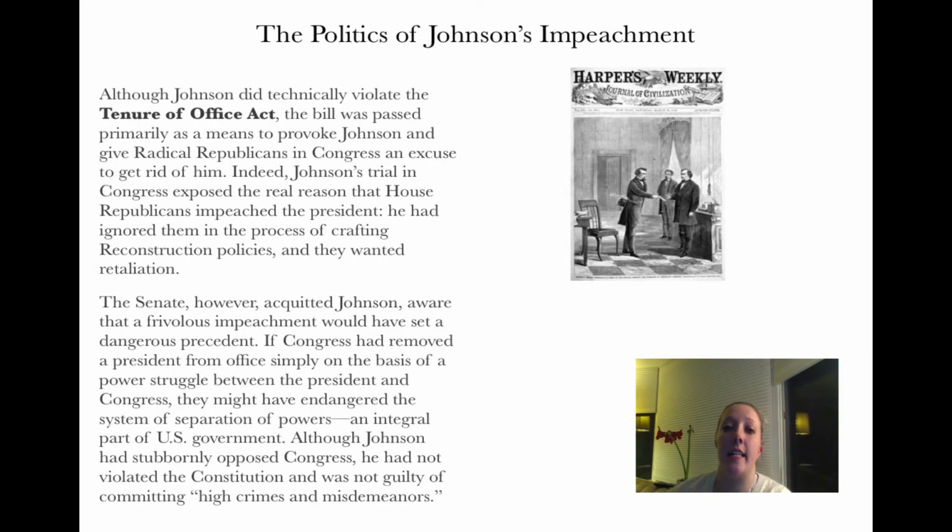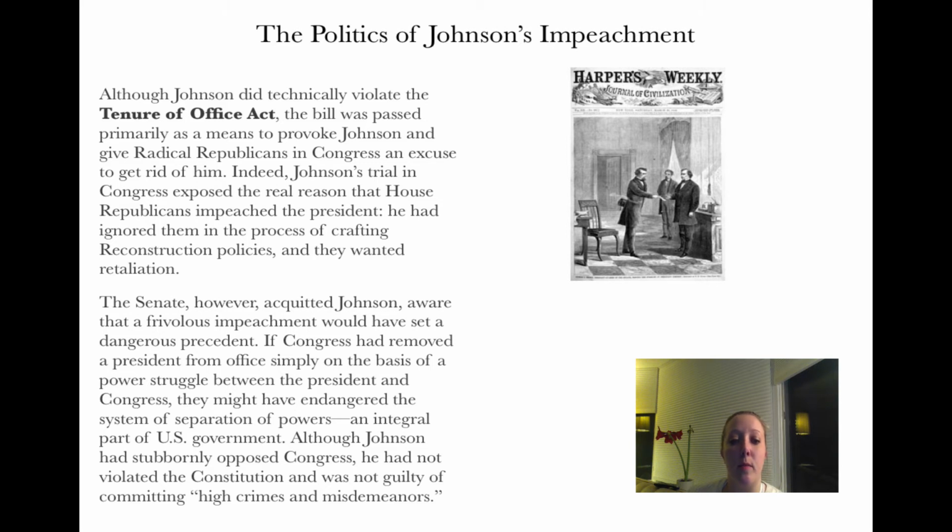Although Johnson did not technically violate the Tenure of Office Act, the bill was passed primarily as a means to provoke Johnson and give radical Republicans in Congress an excuse to get rid of him. Indeed, Johnson's trial in Congress exposed the real reason that House Republicans impeached the president. He had ignored them in the process of crafting Reconstruction policies, and they wanted retaliation. The Senate, however, acquitted Johnson, aware that a frivolous impeachment would have set a dangerous precedent.